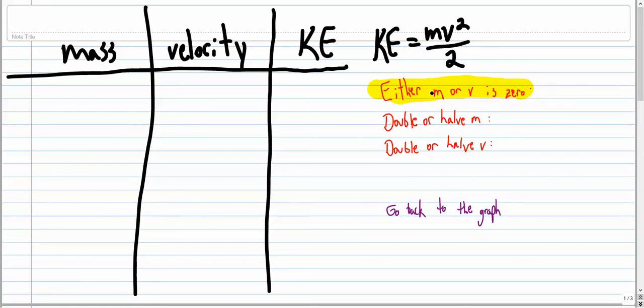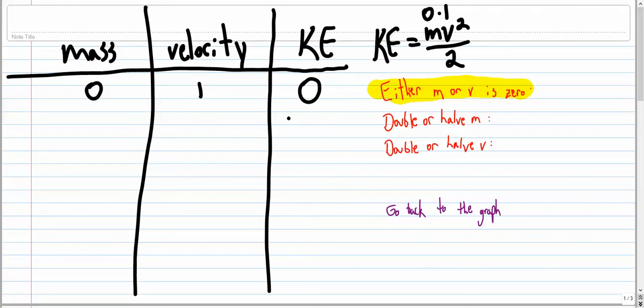What happens if either m or v is 0? So if I put in, let's start with m is 0, and my velocity is 1. So my equation, m times v squared, 1 squared is 1 times 0 is 0, so I wind up with no kinetic energy. And I'm not going to bother putting joules here. I'm more interested in just thinking about the equation, not about the units right now.